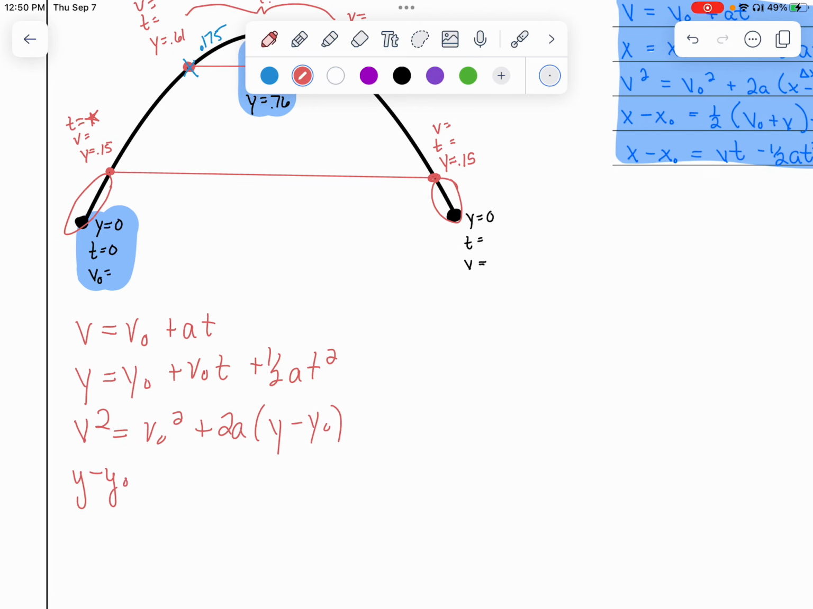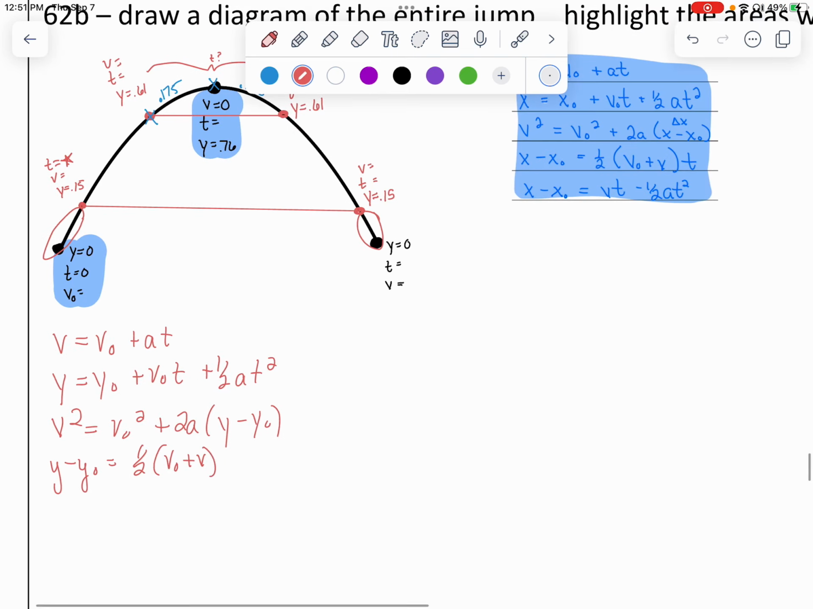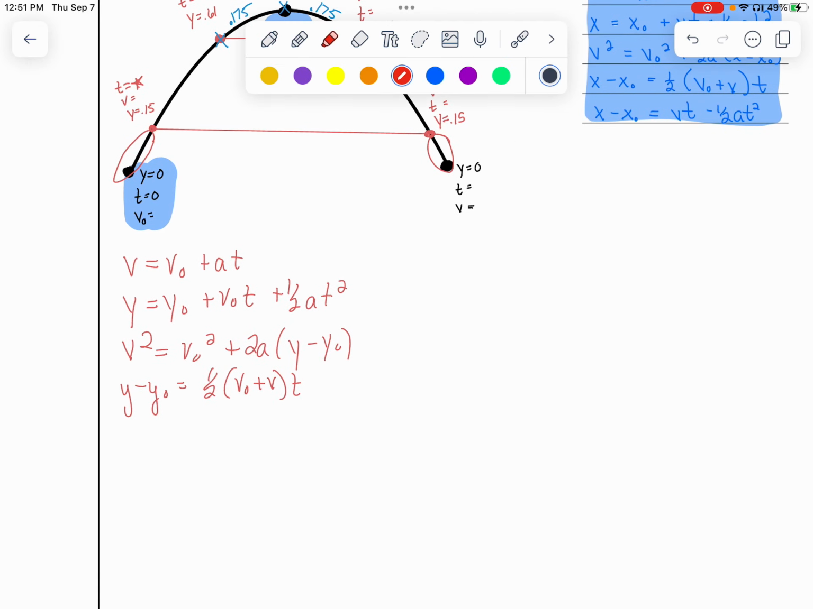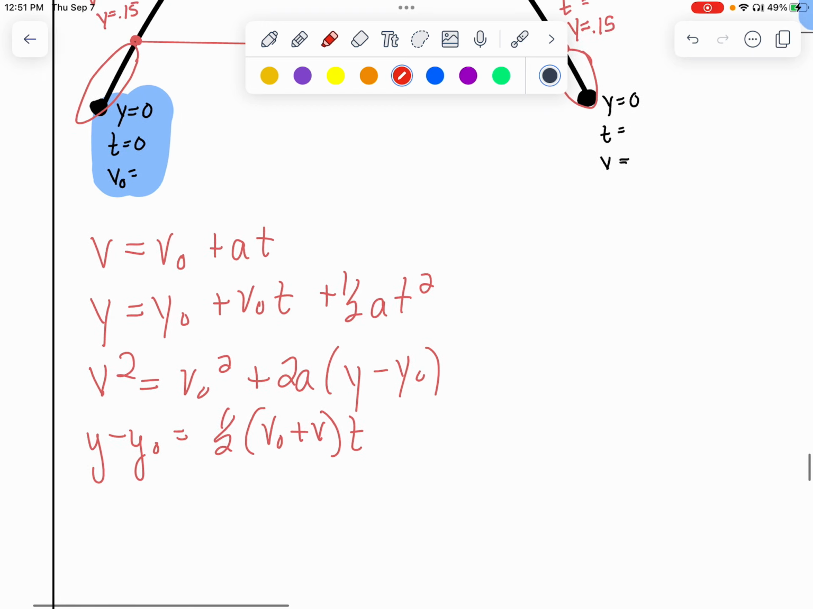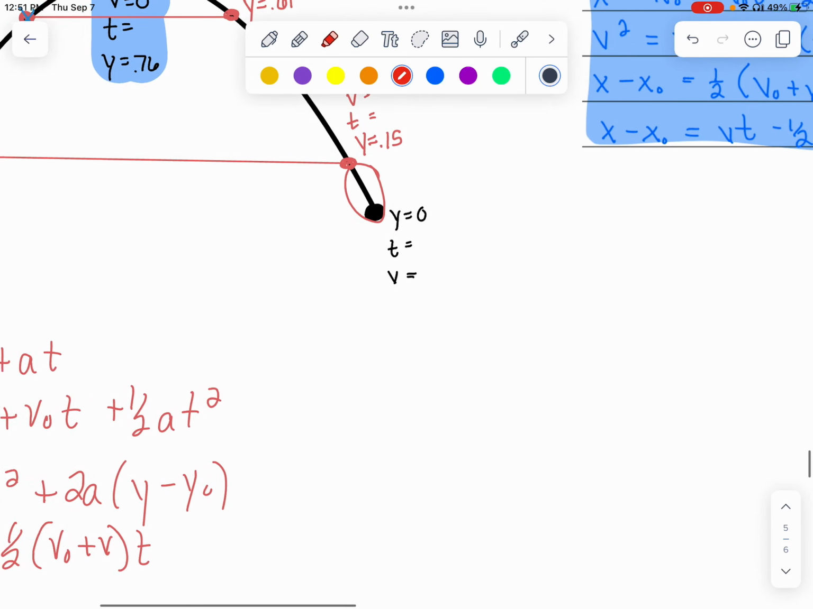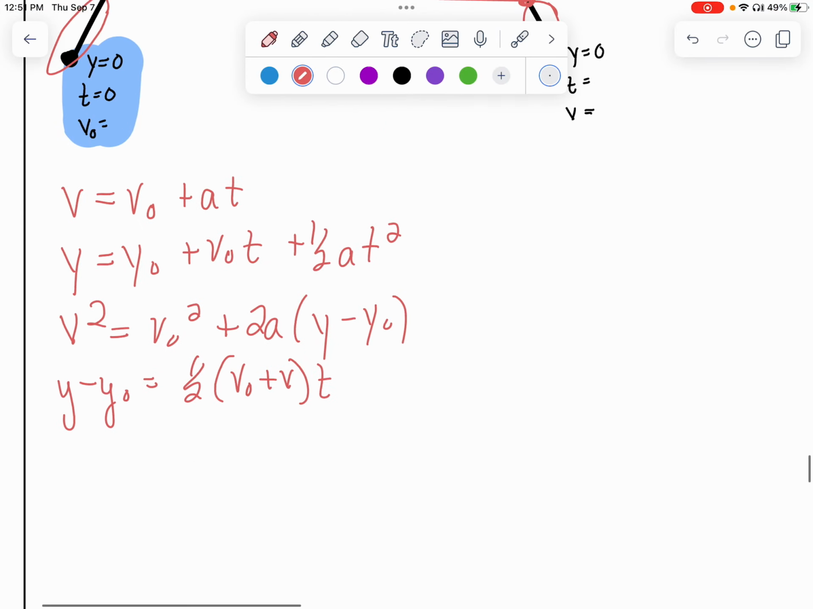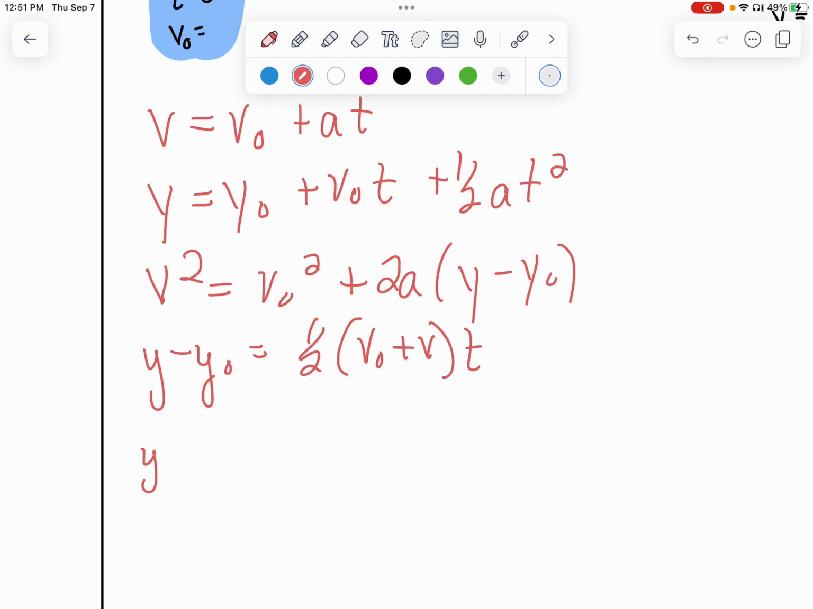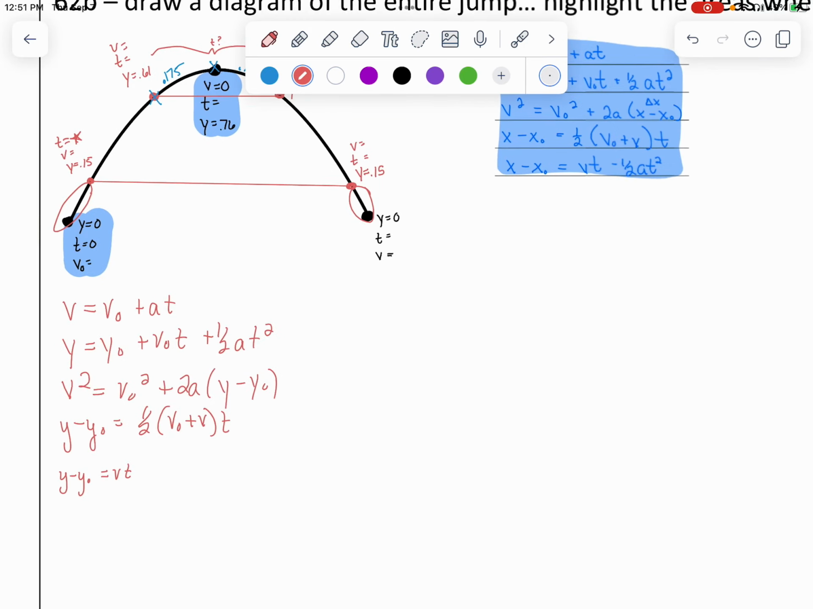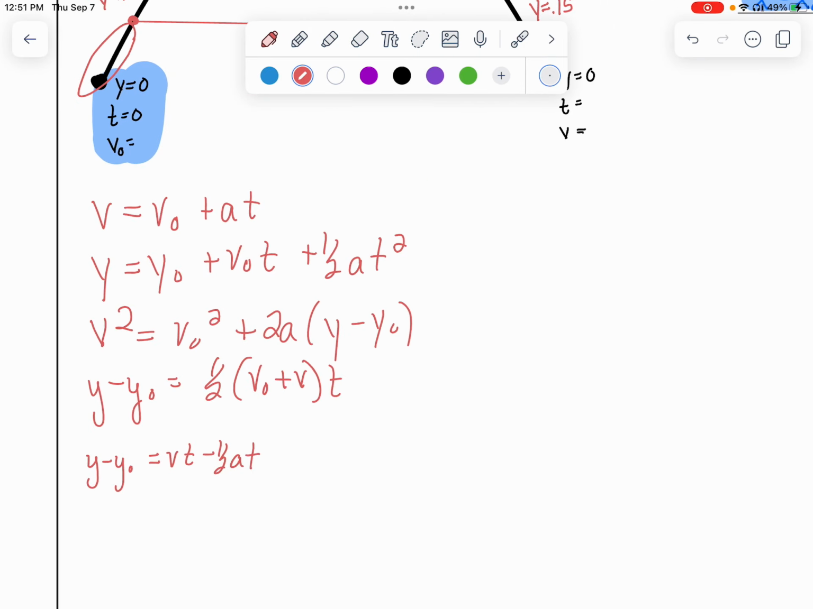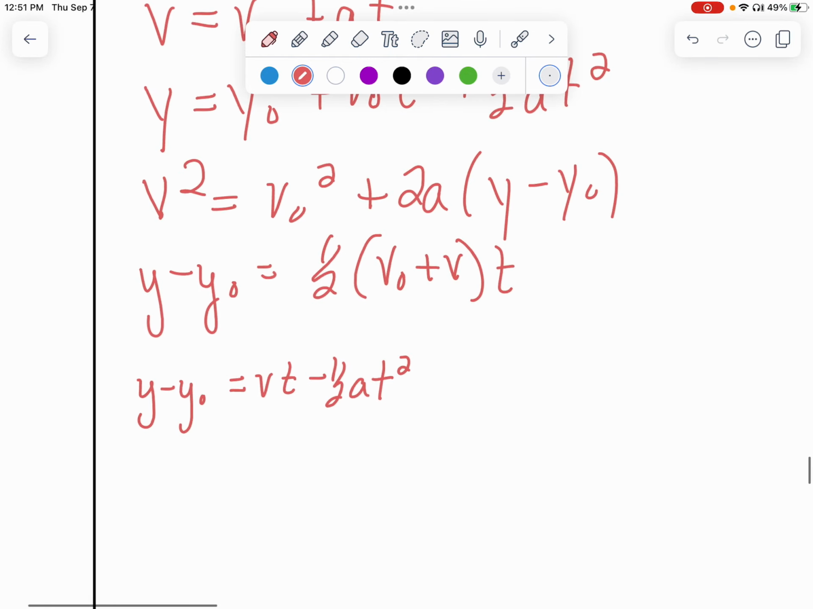How about y minus yo equals 1/2 times vo plus v times t? Okay, let's see if we know any of this. We know y, we know yo, we don't know those v's, and we don't know those t's. Okay, last one. If that last one doesn't work, I've got to think outside the box. So that last one is y minus yo equals vt minus 1/2 at squared. I don't have enough here. I know those two. I don't know the velocity or the time there. So that one's out as well.